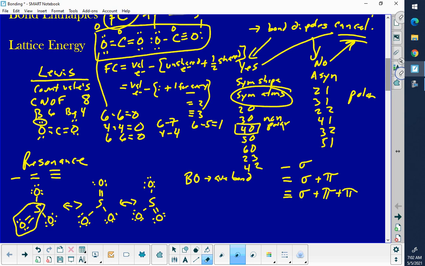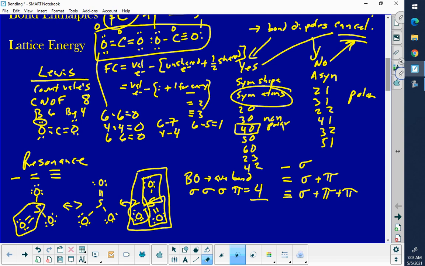Good. So I'm going to add up the total number of bonds that I have here. I have a single, so that's a sigma. I have another single, that's a sigma. And then I have a double, so that's a sigma and a pi. So that means I have 4 bonds. But how many locations do I have? I have 1, 2, 3 SO situations. So I have 4 bonds spread over 3 SOs. So my average bond is really 1 1/3, and that's what we mean by bond order, 1 1/3.